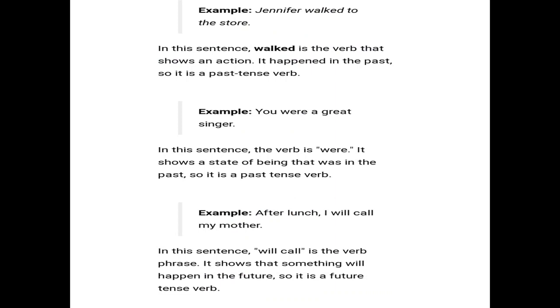Suppose if I say Jennifer walked to the store. Students, in this sentence, walked is the verb that shows an action. It happened in the past and so it is a past tense verb. Take another example, you were a great singer. Now students, in this sentence, the verb is were. It shows a state of being that was in the past, so it is a past tense verb.